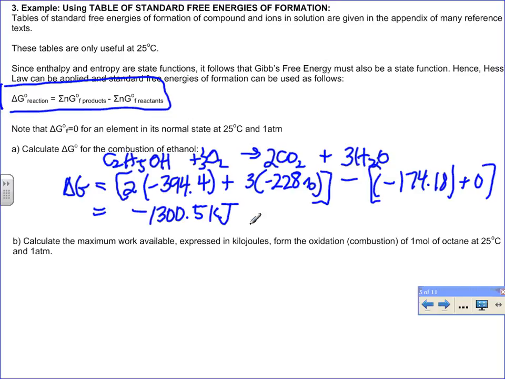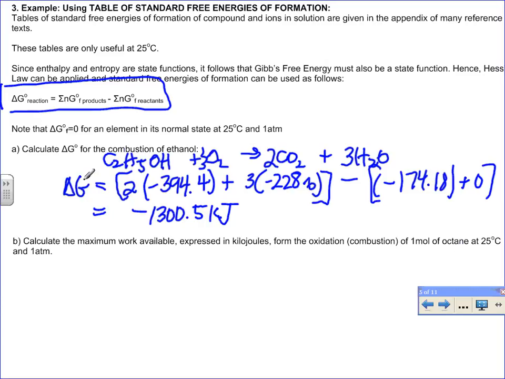Now, example B here, we won't do. It asks you to find the Gibbs free energy for 1 mole of octane, okay, and we don't actually have the value in our tables. So we won't do that example.